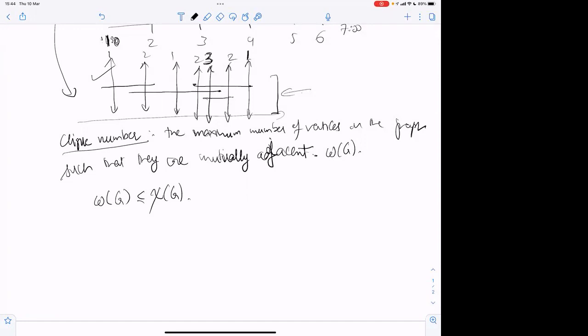Now, is this inequality tight? Can you say that chi of G is always equal to the clique number? If not, can you give me a counterexample, a simple counterexample?